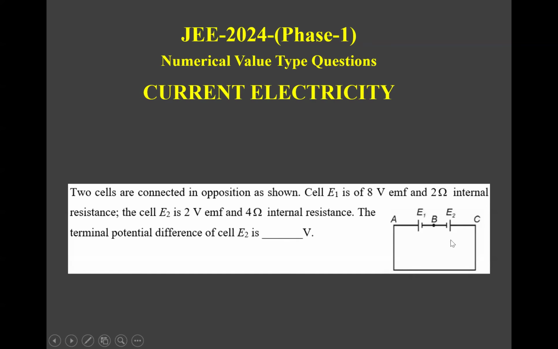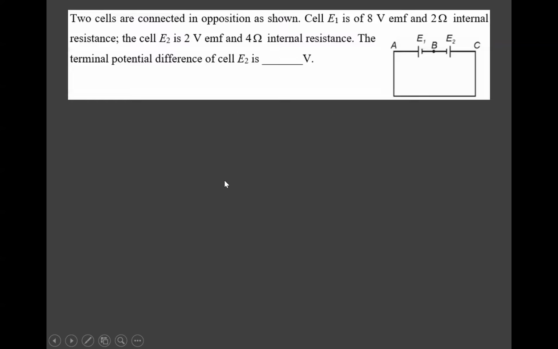The circuit is given to you. Now, see, here two cells are connected in opposition. You can see in the figure, negative, negative and positive, positive of both the cells are connected to each other. So it is in opposition. Now, cell E1 is of 8 volt EMF and 2 ohm internal resistance. And cell E2 is with 2 volt EMF and 4 ohm internal resistance. Now, we want to find the terminal voltage of this cell E2.